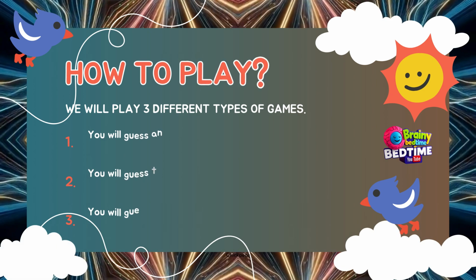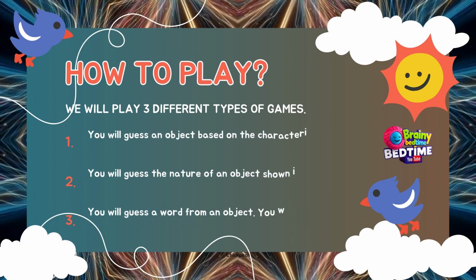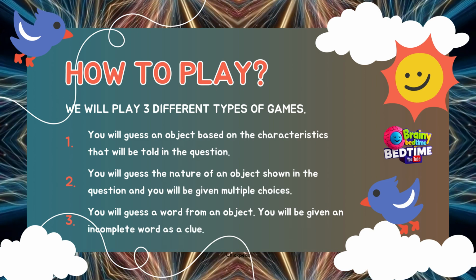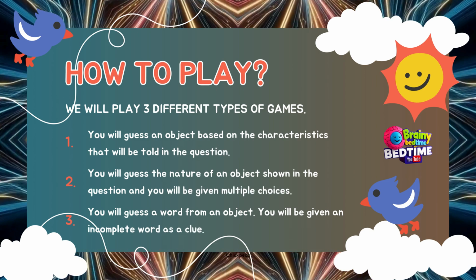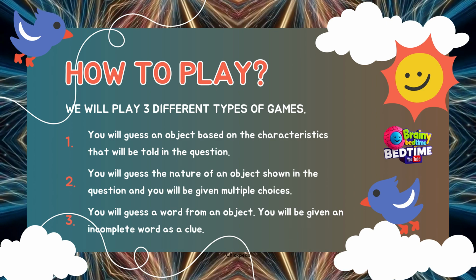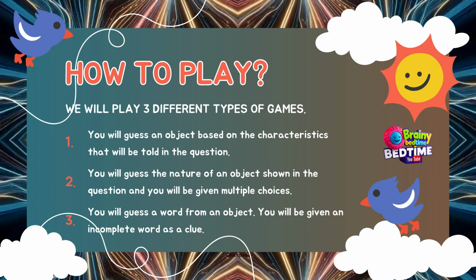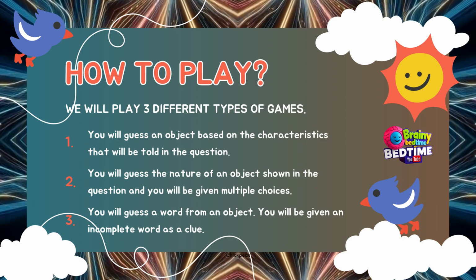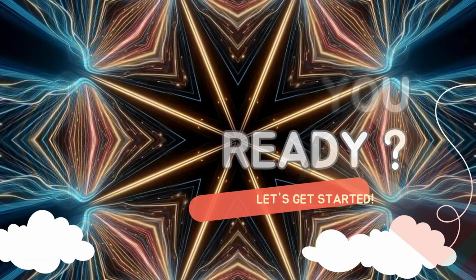How to play? We will play 3 different types of games. You will guess an object based on the characteristics that will be told in the question. You will guess the nature of an object shown in the question, and you will be given multiple choices. You will guess a word from an object. You will be given an incomplete word as a clue. Are you ready? Let's get started.